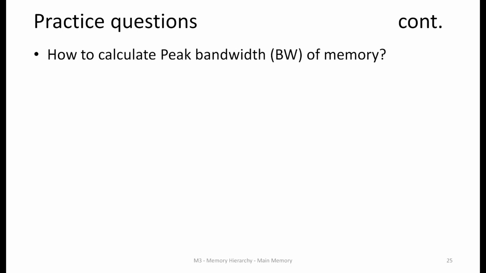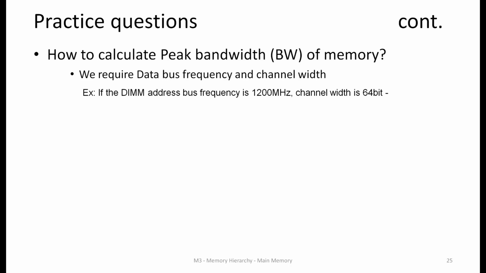Now with this, let's try to calculate the peak bandwidth of the memory. For this, we would need the data bus frequency along with the channel width. Let's say the frequency on the DIMM is given as 1200 megahertz for the address bus, and the channel width is 64 bit.